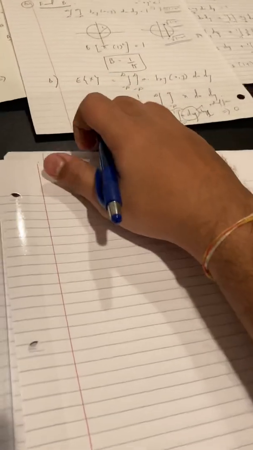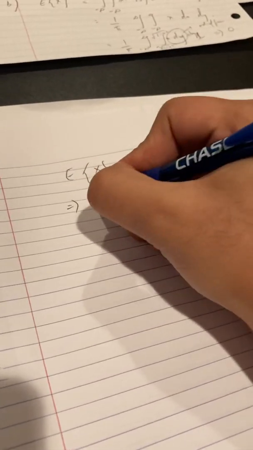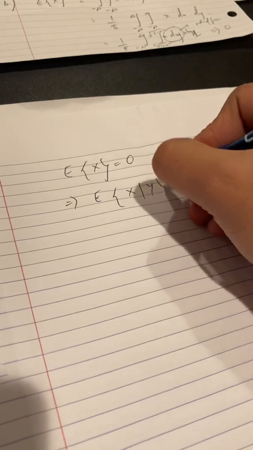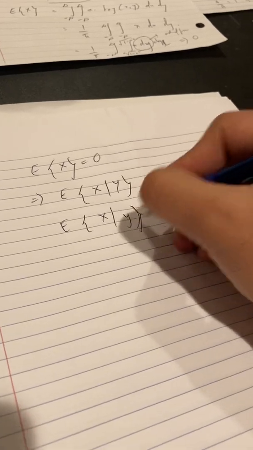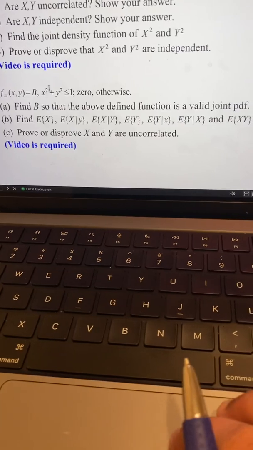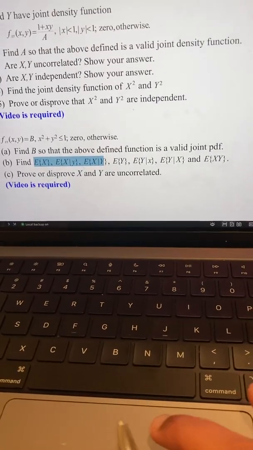That means that E of X is equal to 0, E of X given Y is 0, and E of X given this is also 0. So the first 3 terms are all 0.